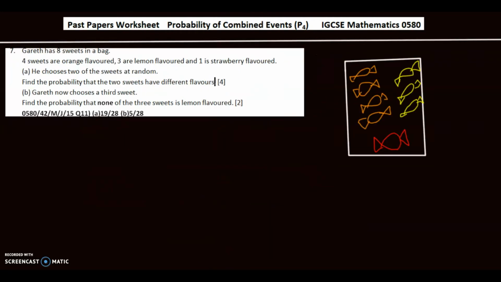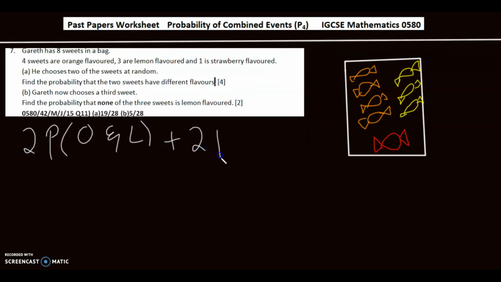Gareth has 8 sweets in the bag. 4 sweets are orange flavored, 3 sweets are lemon flavored, and 1 is strawberry flavored. Part A, he chooses 2 of the sweets at random. Find the probability that the 2 sweets have different flavors. That means we're finding the probability of, let's say, getting orange and lemon, and also there's a case of getting lemon first and then orange second. So we'll multiply with this 2.